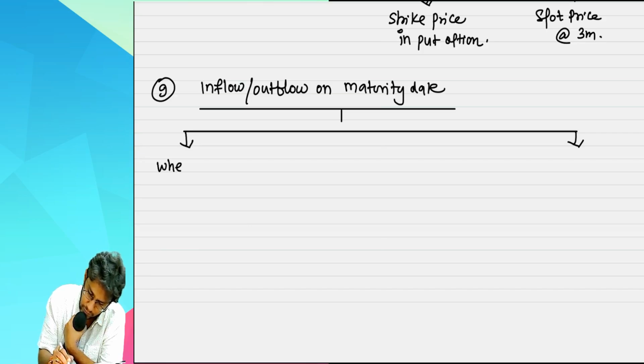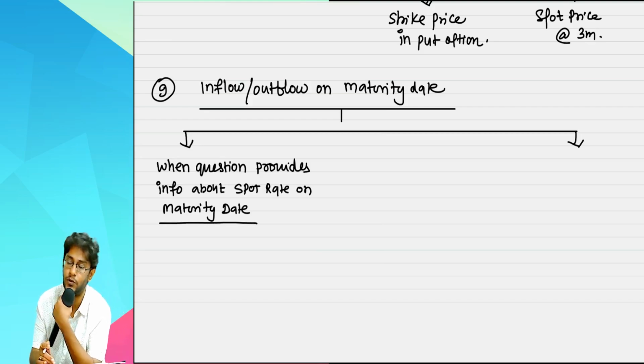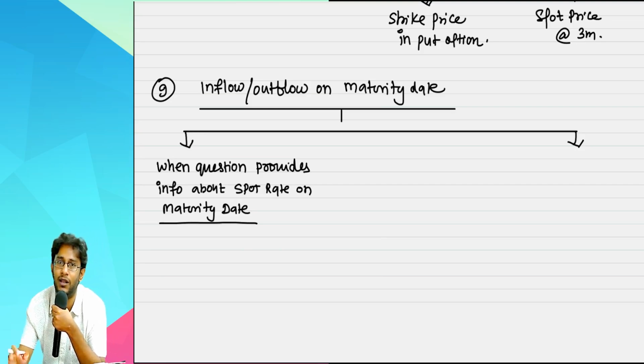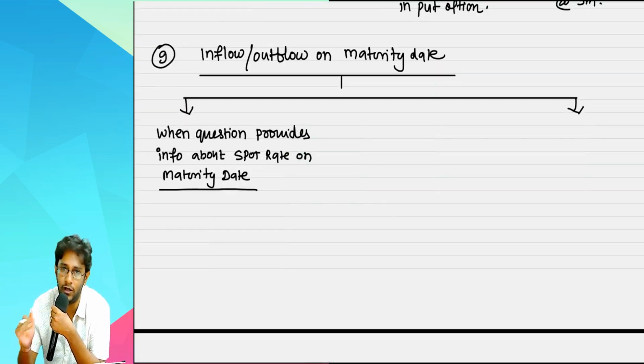First one, when the question provides info about the spot rate on maturity date, the ideal case they should give you. Why generally they don't give is, in future what spot rate will be there after 3 months, how will that fellow know today? He will not know. He'll ask you whether forward is better, money market is better, options is better. Today you have to take a decision.